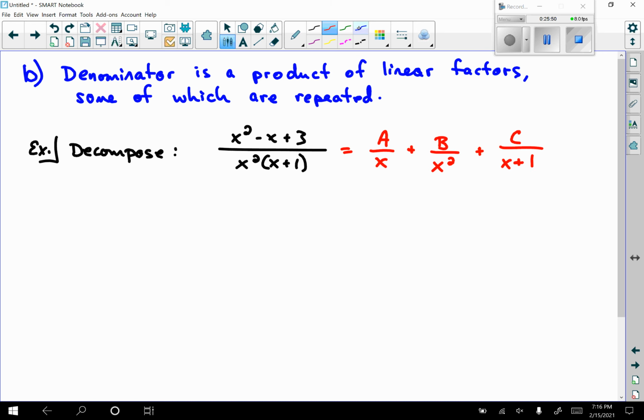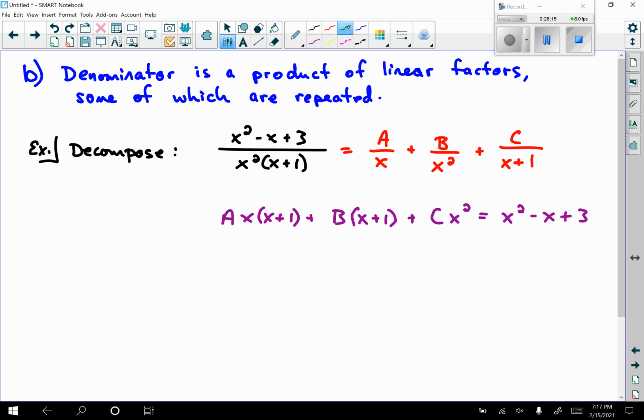All right, so now we would show that to get this common denominator, a already has a factor of x, so it needs another x, and then it needs the x plus 1. B already had the x squared in its denominator, so it just needs the x plus 1. And then C already had the x plus 1, so it just needs the x squared. Now all three parts of that need to equal this numerator, x squared minus x plus 3.